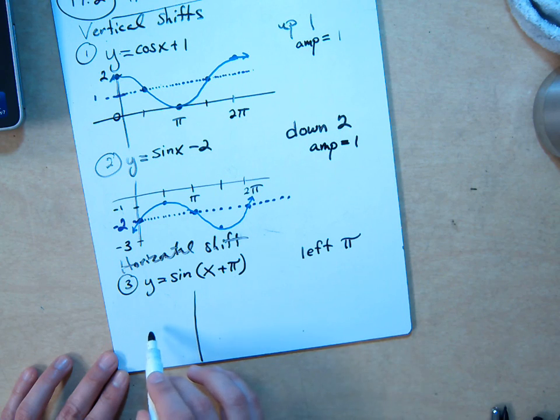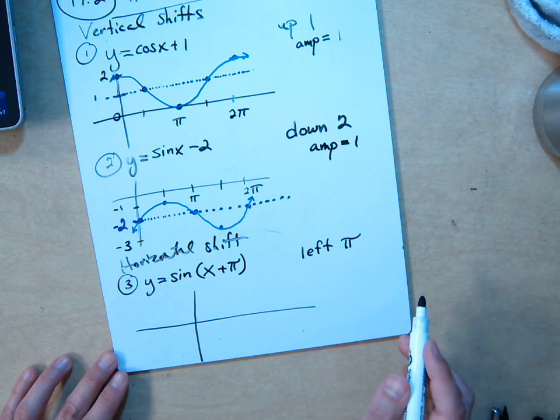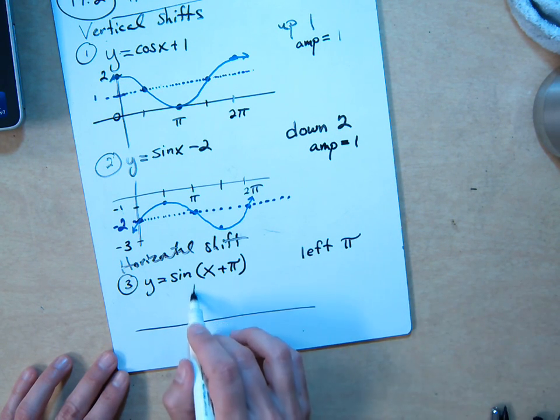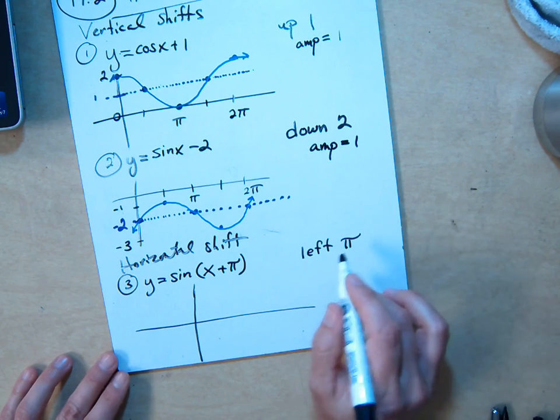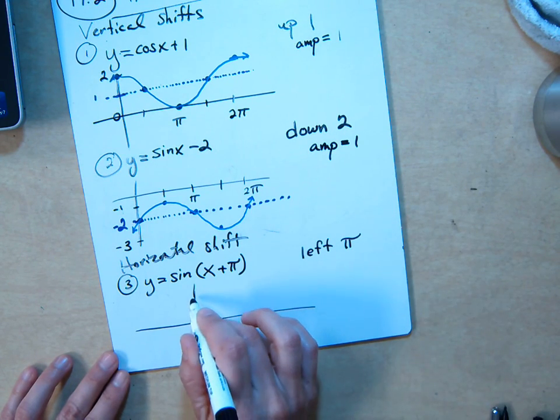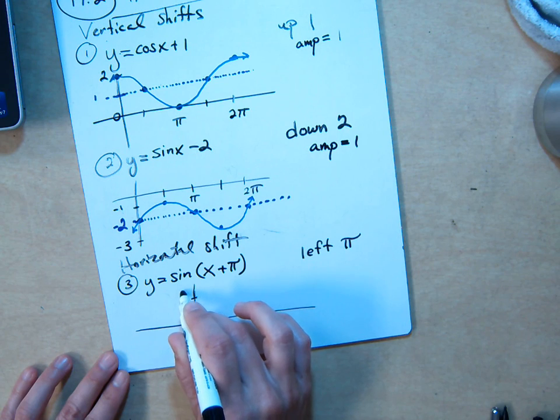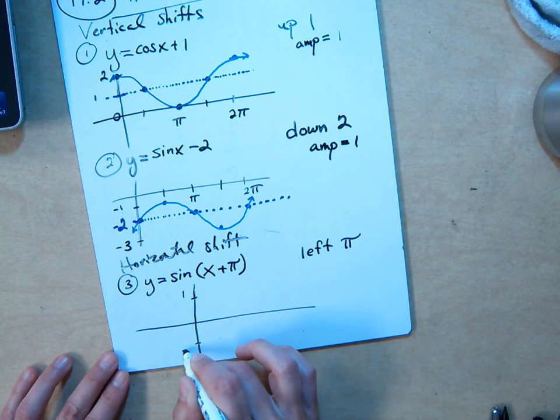Otherwise, everything else is the same. So I'm going to start over here. And so first I'm going to do my y-axis just to be consistent. The amplitude is 1, and so the highest and lowest are 1 and -1. That has not changed.